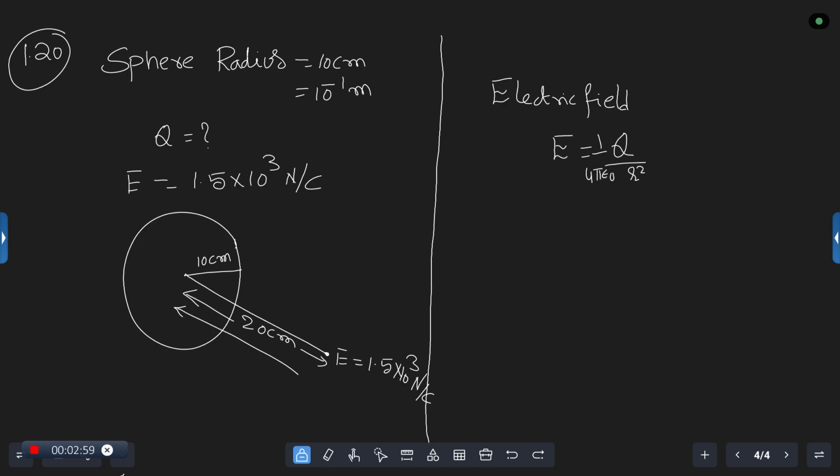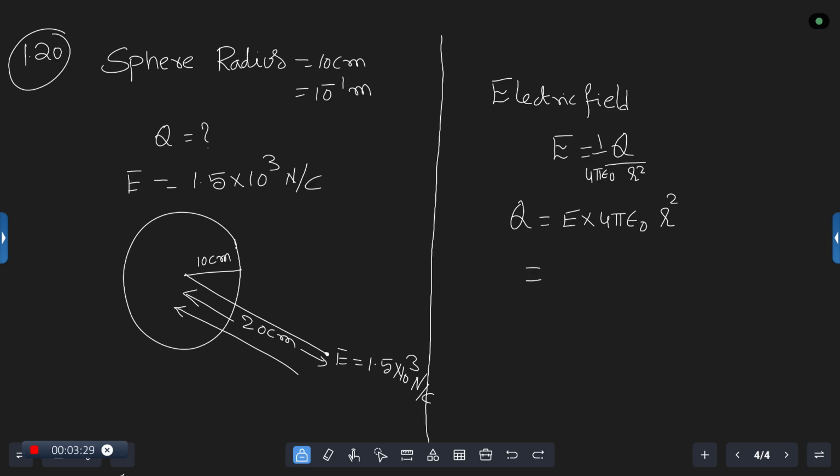Yes or no? 20 centimeter means outside. Outside, what is the formula we have to use? E equals 1 by 4 pi epsilon naught Q by R square. So you have to find out charge Q equals E into 4 pi epsilon naught into R square. So you have to find the net charge on the sphere.